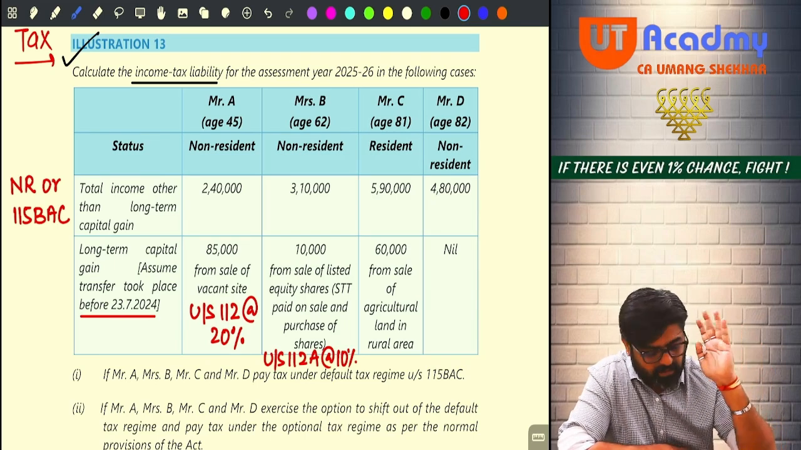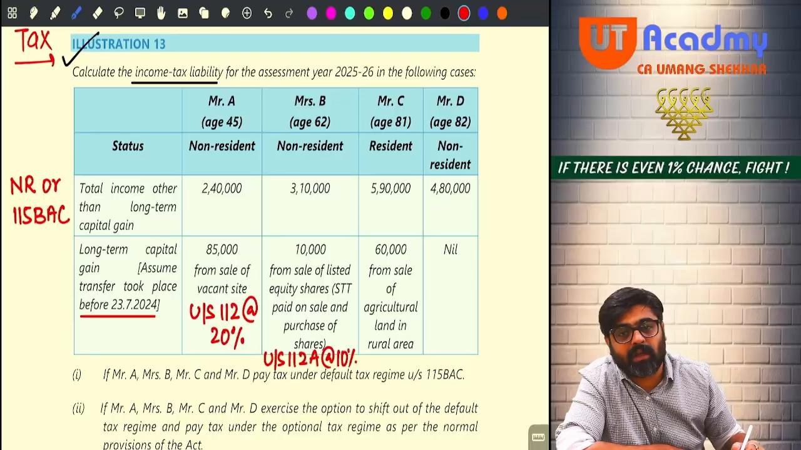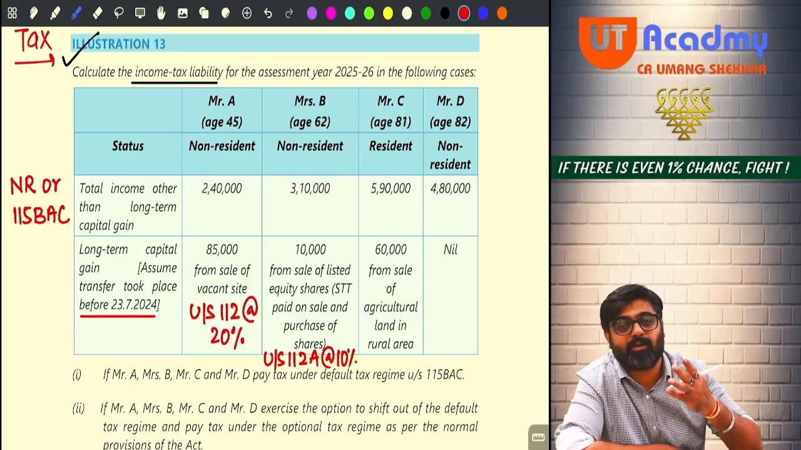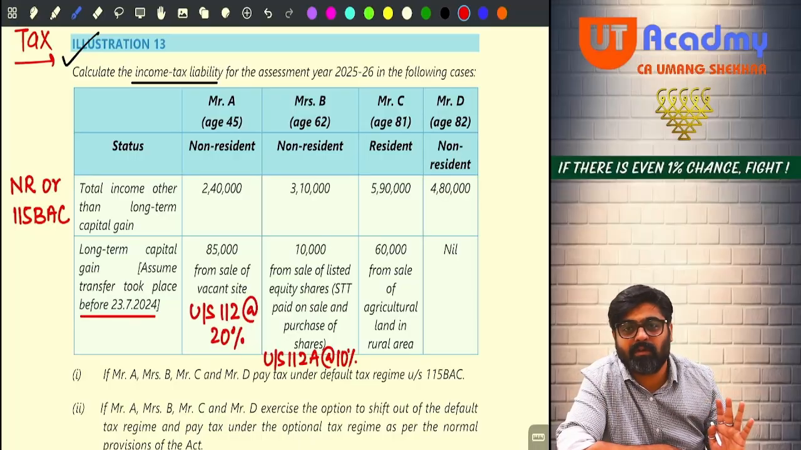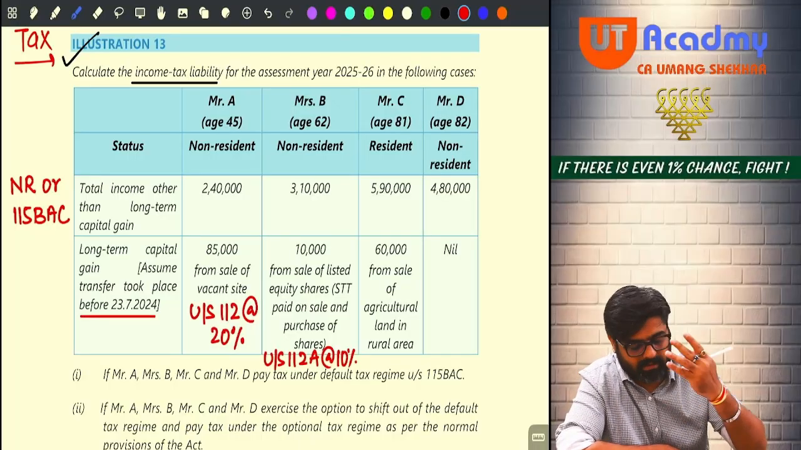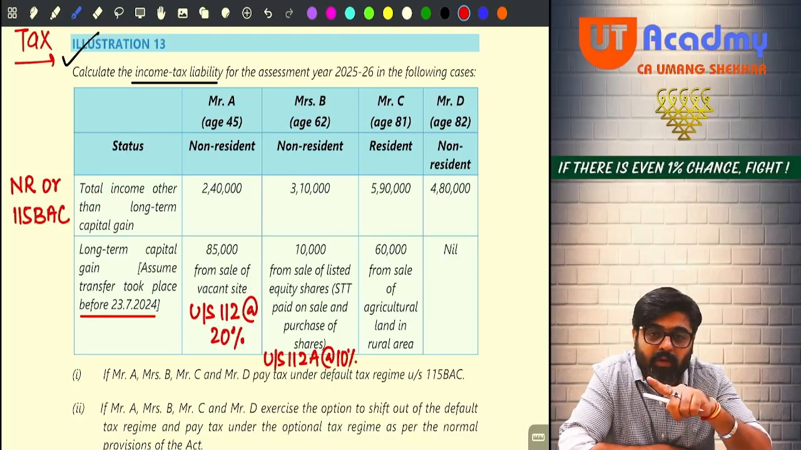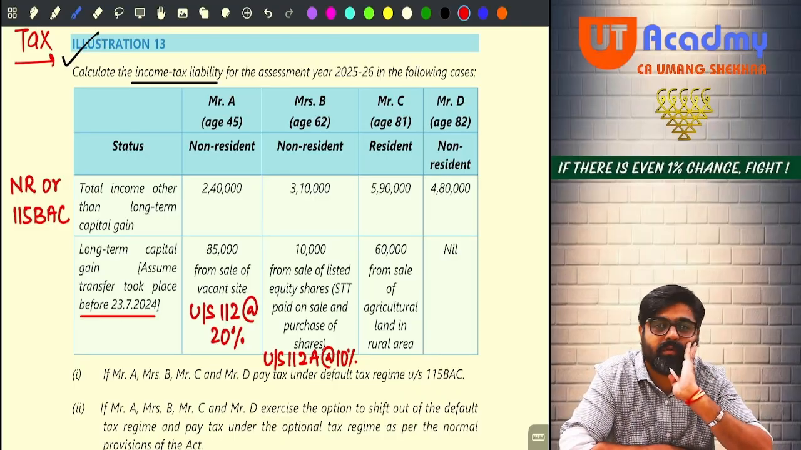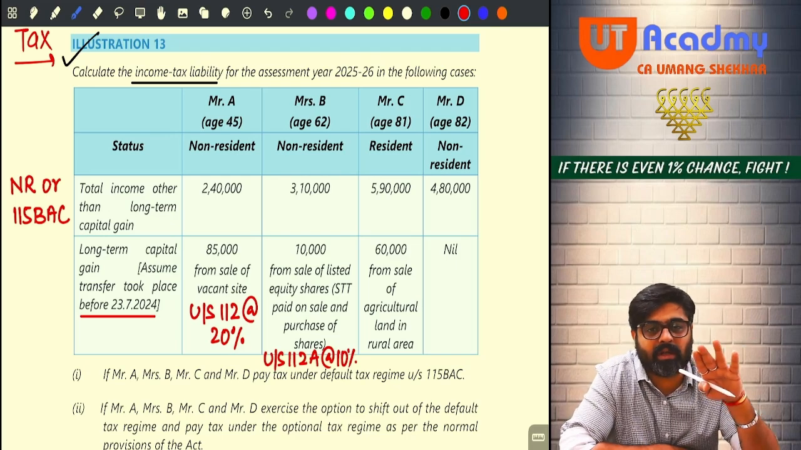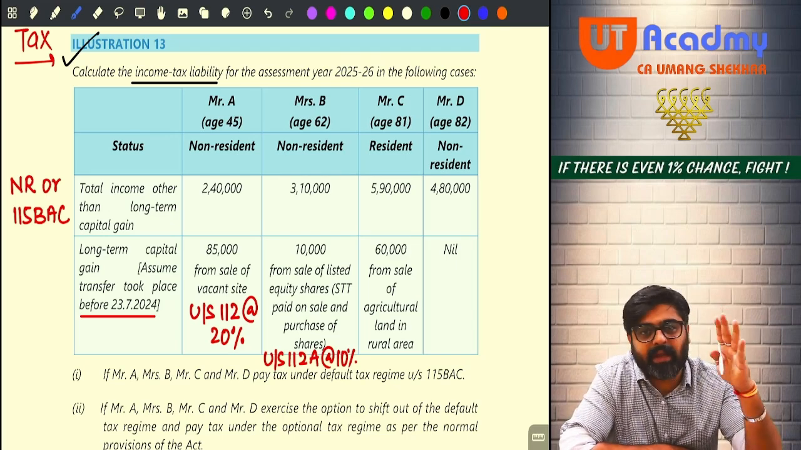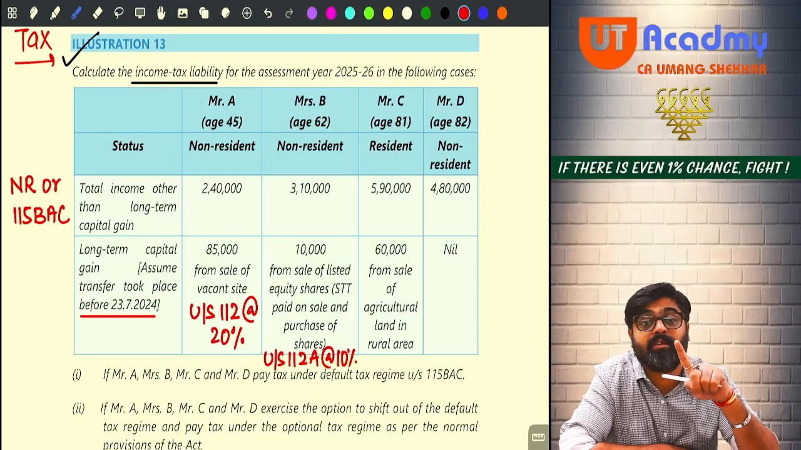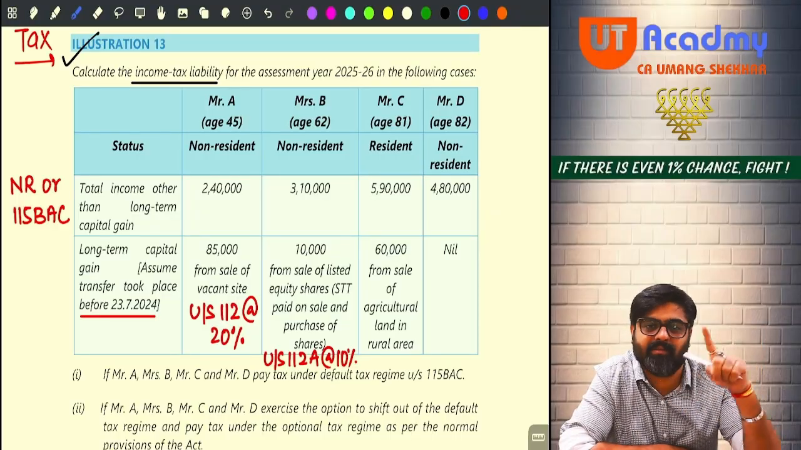Getting my point? Now 60,000 on sale of agricultural land in rural area. Don't you think this capital gain shouldn't have been calculated at the very first moment, it should not be calculated only. But even if they have calculated and given it to you, will you charge any tax on this? No. Because rural agricultural land is not a capital asset, and the capital gain arising on transfer of rural agricultural land is your agricultural income, fully exempt.